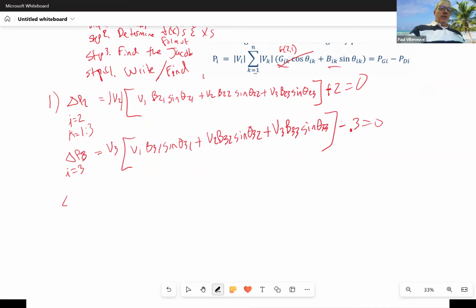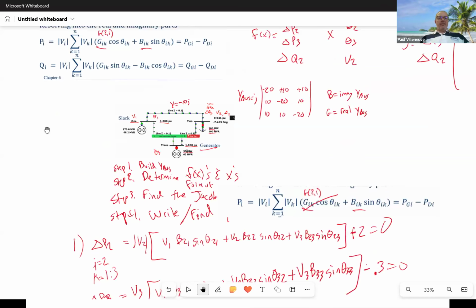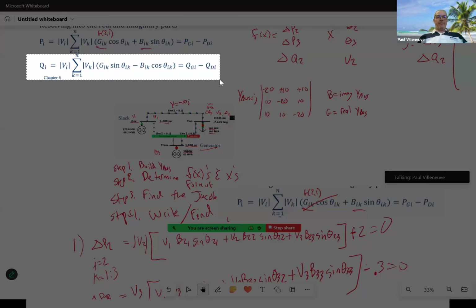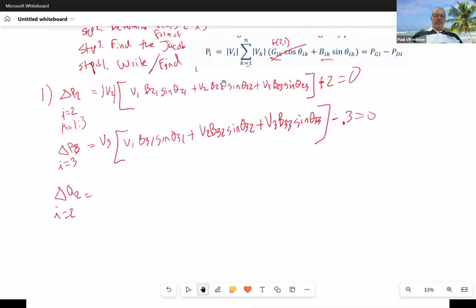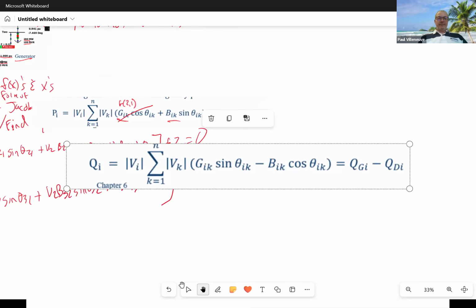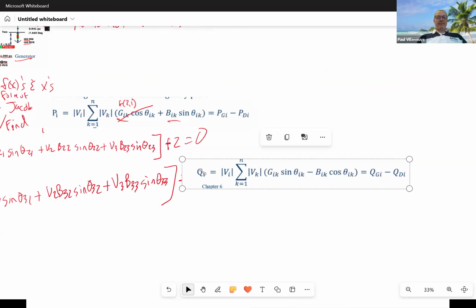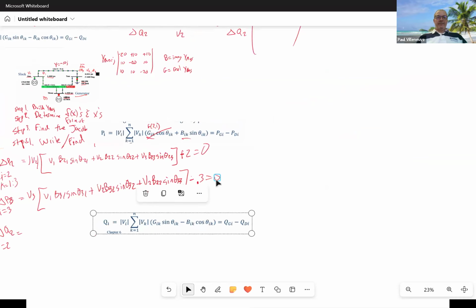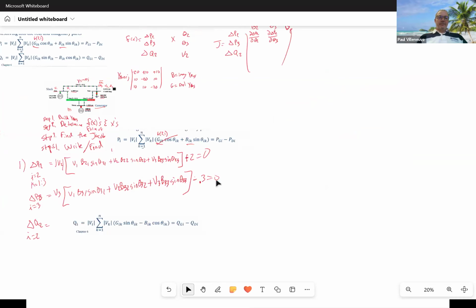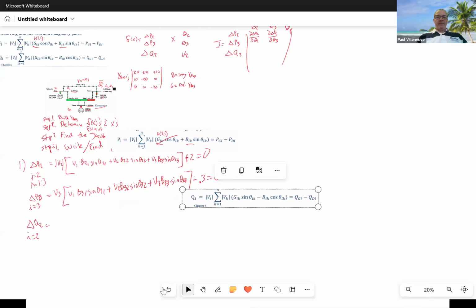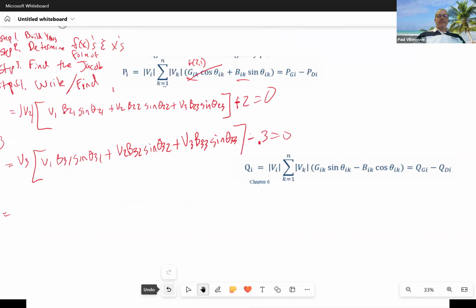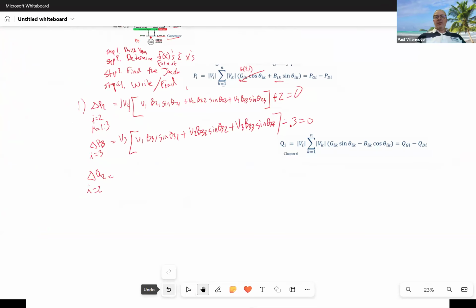Now I've got to do delta Q2, where I is equal to 2. So I'm going to go back up here a wee bit and copy my Q1 equation here, and bring that a wee bit closer. Shrink it down a little bit. Move it up, we'll put it over here. Okay. So I'm ready to start going.